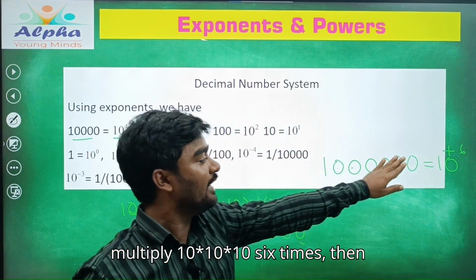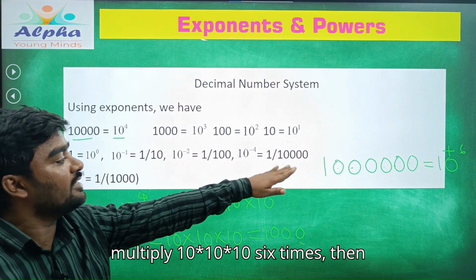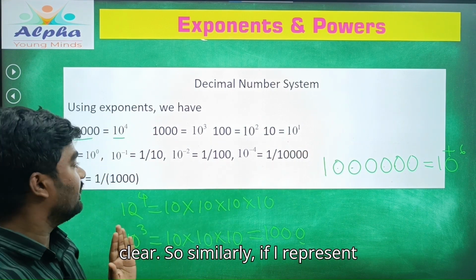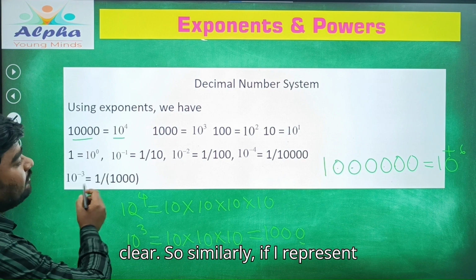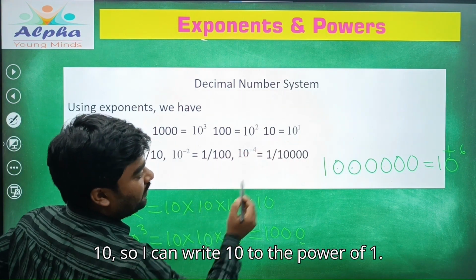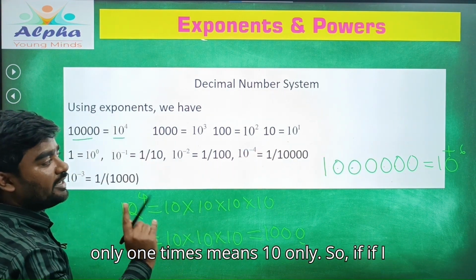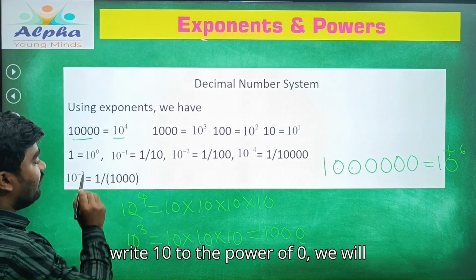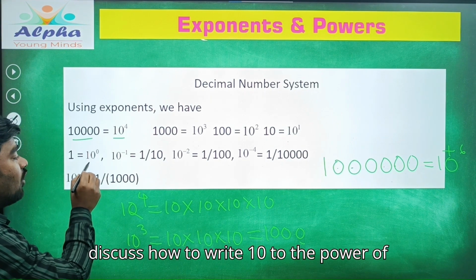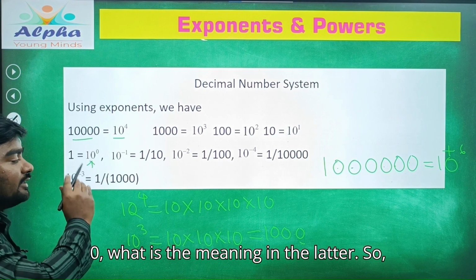Even if you multiply 10 into 10 into 10, 6 times, the same value will be obtained. I hope it is clear. Similarly, if I represent 10, I can write 10 to the power of 1. 10 to the power of 1 means 1 is repeated only 1 time, that is 10 only. If I write 10 to the power of 0, we will discuss how to write it and what it means later.